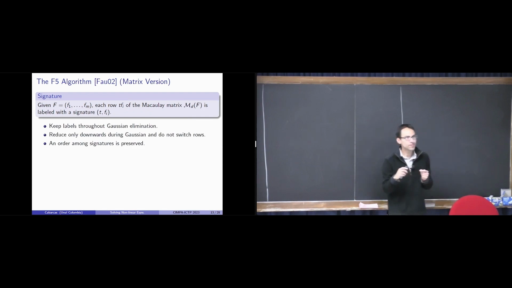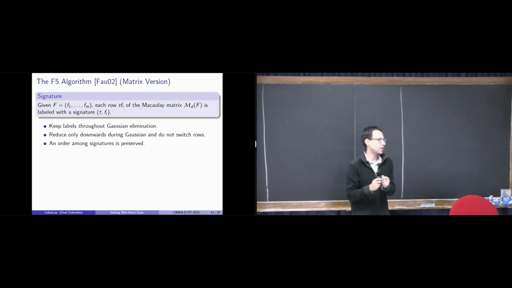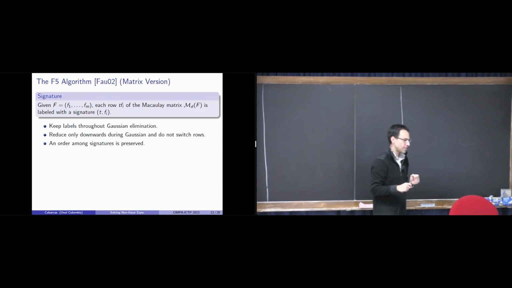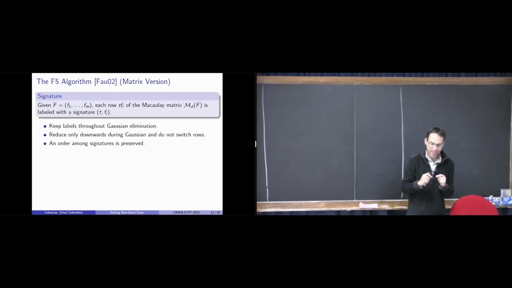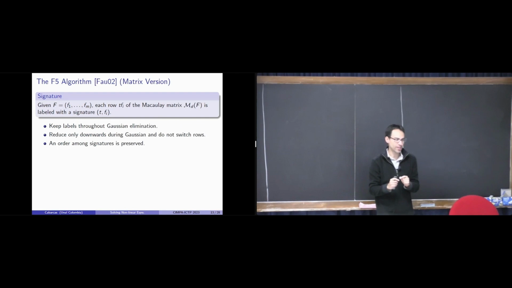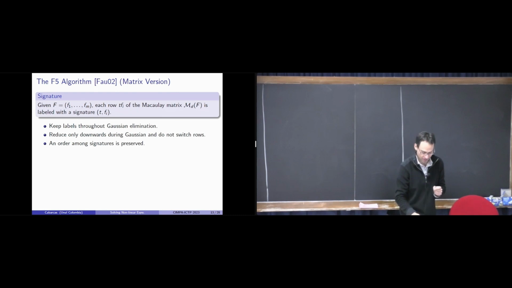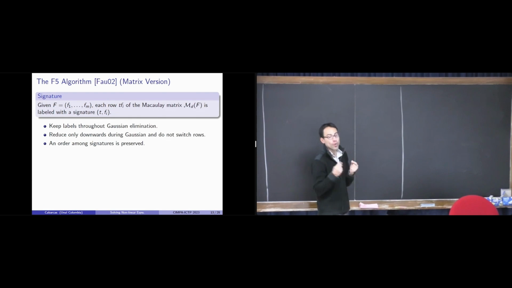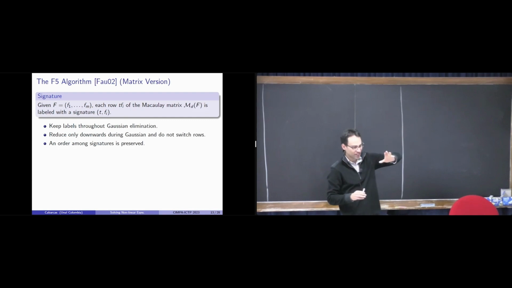Now, we want to keep the labels through the Gaussian elimination process. We don't want to lose the labels, even though we are doing row reductions on the matrix. And to be able to do that, we need to make sure that we reduce only downwards during Gaussian elimination. And we do not switch rows. Is that possible? Yes, we can do Gaussian elimination. We are not going to get row reduced echelon form, just an echelon form. And it's not going to be ordered, but we can do it.